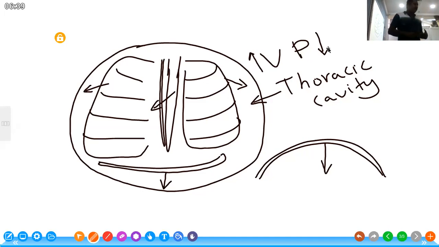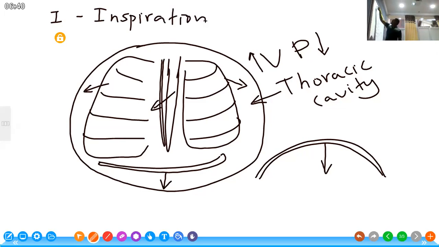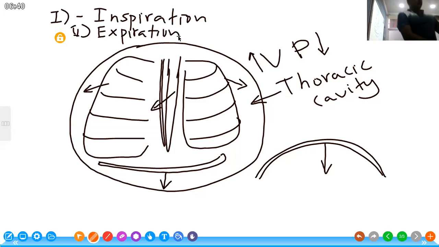Okay. Question number 6, the last question on the first page. Gas exchange between the external environment and the lungs can be demonstrated in 2 steps. Name these 2 steps. Write the first step as inspiration. Second step, expiration. Then go to question number 7 on the second page.